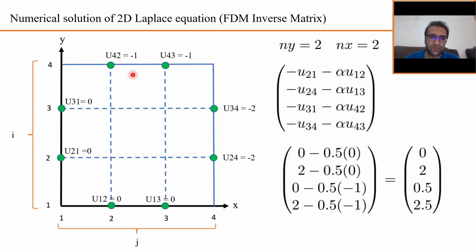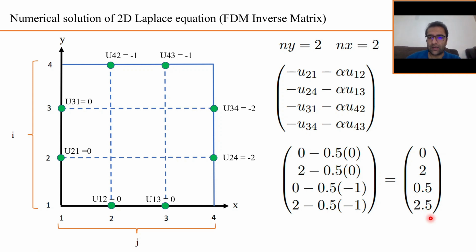So I put this function equal to 0, and I have the rest here. If I substitute these boundary values in this matrix, U21 is 0, minus alpha, which I define again as half, multiplied by U12, and U12 is also 0. So the first one is 0. U24 here is -2, minus minus plus, minus alpha multiplied by U13, and U13 is 0. So the second row will be 2. The third row is U31, which is 0, minus alpha, half, U42, which is 1, minus minus plus, we have half here. And U34 is -2, minus plus, minus half multiplied by U43. This one is minus, so it also will be plus, and we have 2.5.